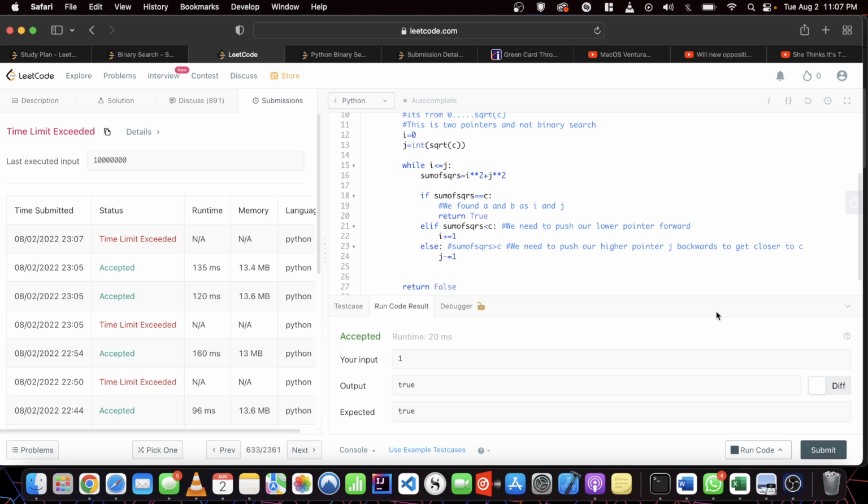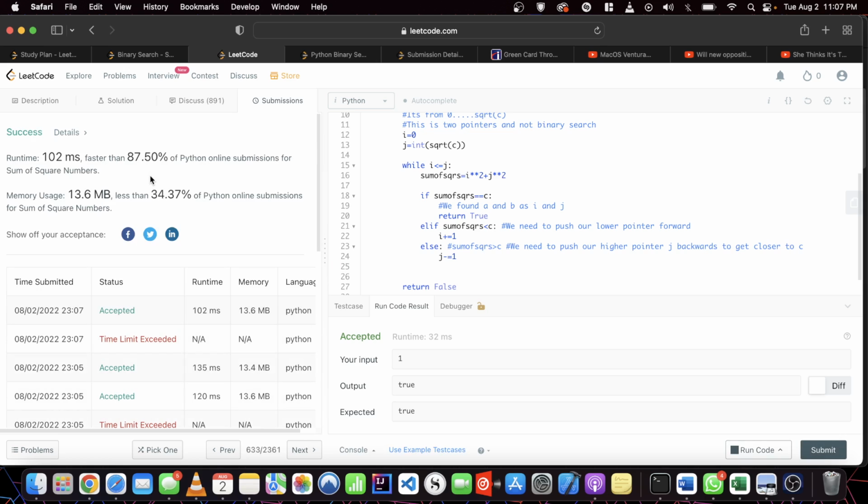So this is the solution, and it's two pointers, not binary search. So that was the solution, and thank you.